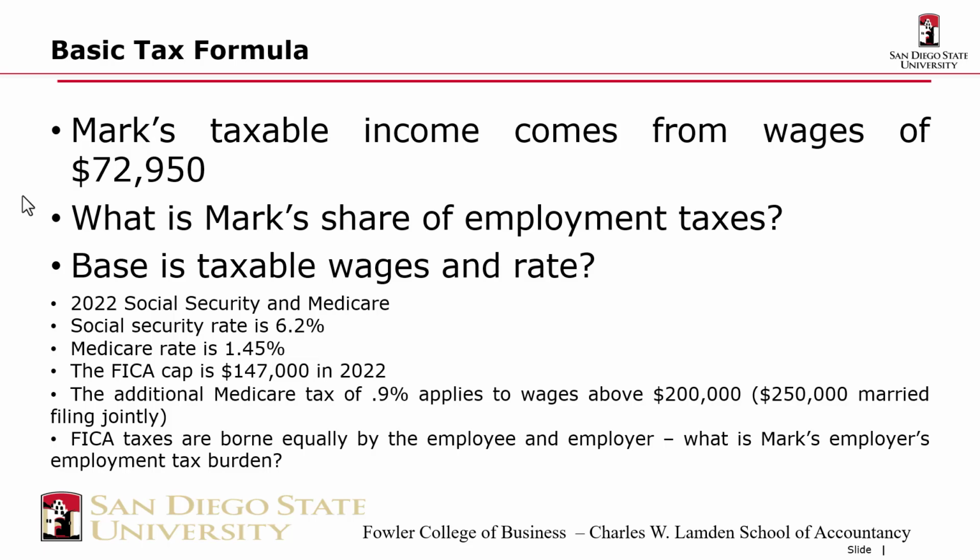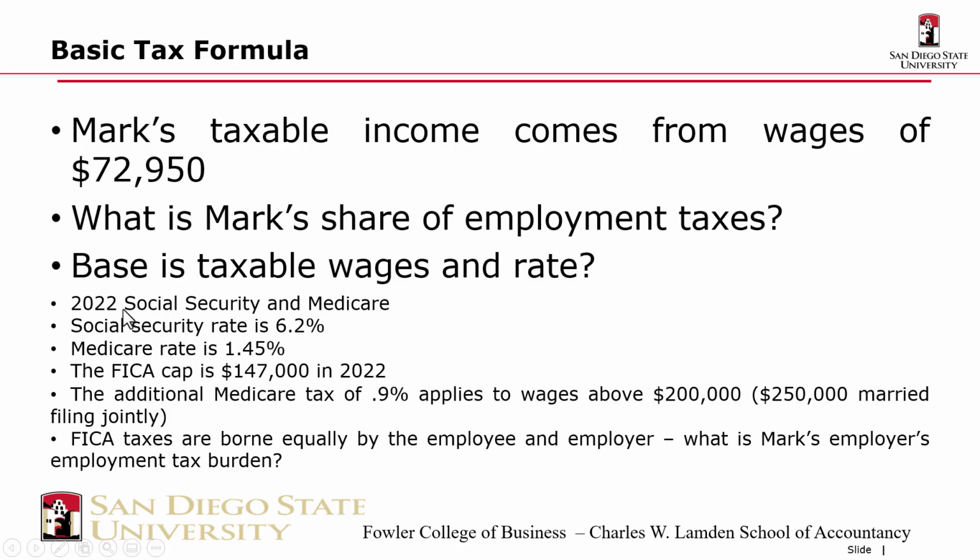Well, we have our base. The base is wages. That's compensation, $72,950. But what are the rates? And employment taxes basically come in two joint flavors, Social Security and Medicare, or sometimes called the FICA tax. So the Social Security rate is 6.2%. The Medicare rate is 1.45%. And what we need to understand is that FICA taxes are borne equally by the employee and the employer. So Mark's going to pay the 6.2 and 1.45, and Mark's employer is also going to pay the 6.2 and 1.45.